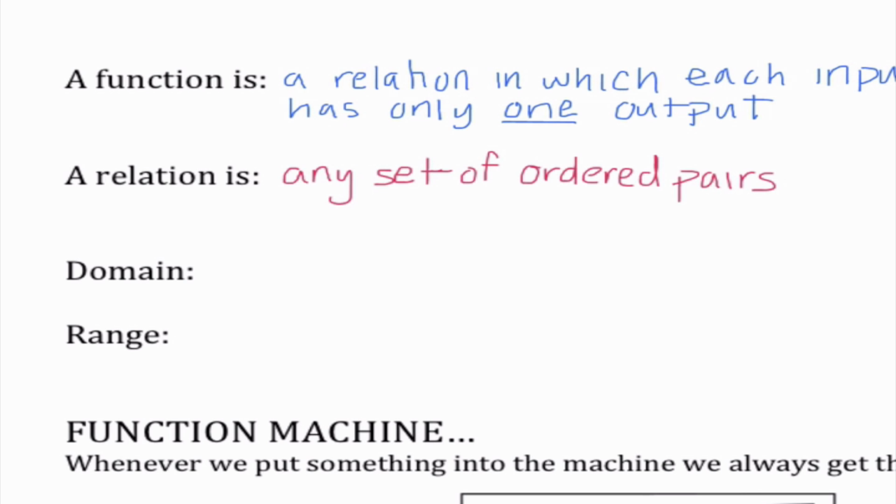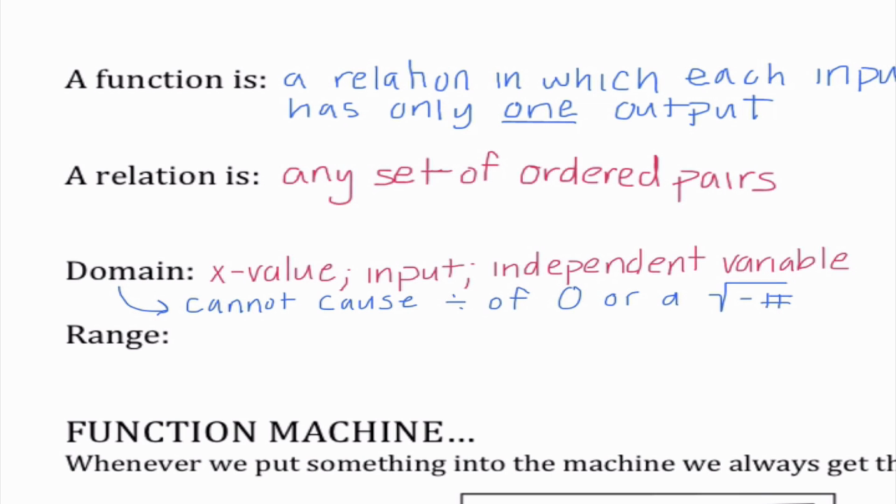The next two definitions we're going to talk about are domain and range, and we use these terms quite a bit. Our domain represents all the x values, and I'm using x value because that's what we often use in math. We call this the input. We also call it the independent variable. So if you're doing some sort of lab in chem, you know that you control the independent variable. That would be our domain.